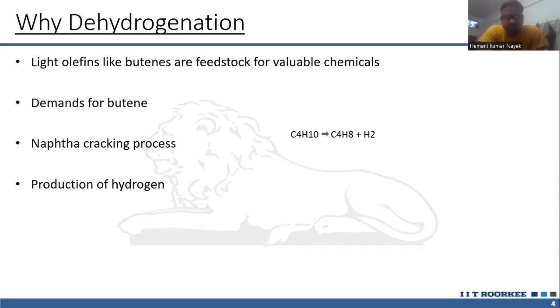And next is dehydrogenation, right? So here they have dehydrogenation of butane. Because light olefins, like butenes, are feedstocks for valuable chemicals, we can produce varieties of chemicals from butene. That's why we convert butane to butene, and the demand for butene is also high. In the naphtha cracking process we use butene, and you can see the byproduct is hydrogen, so we can produce hydrogen as well. So that's the thing, guys.